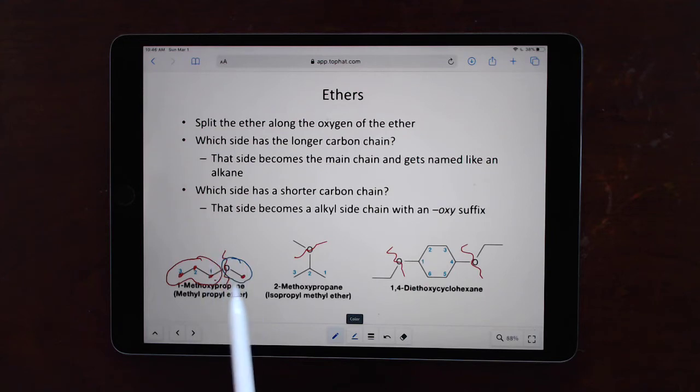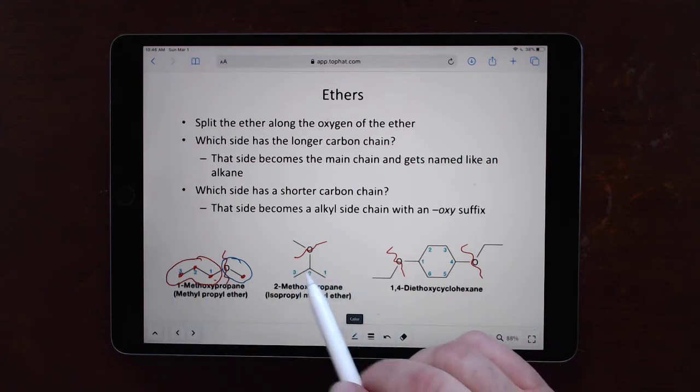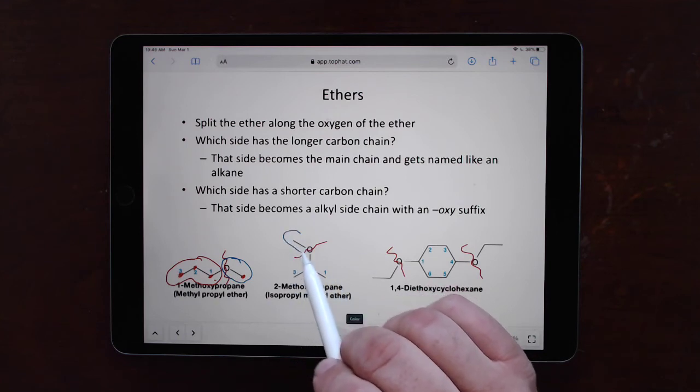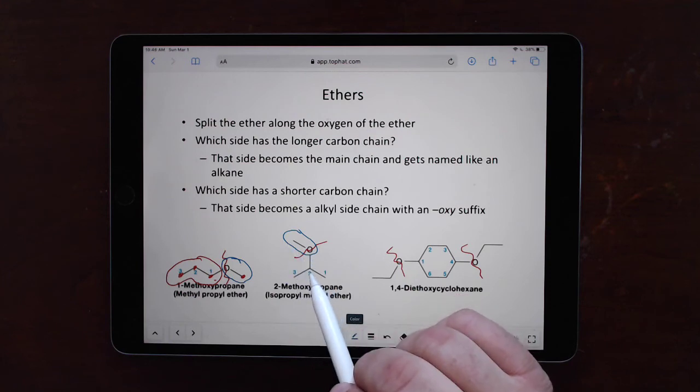So that becomes your side chain. It's a 1 carbon side chain, but you're connecting through the oxygen, and so instead of putting methyl, we put methoxy. Okay, and so this one here, again, you've got propane, and then you've got a 1 carbon side chain that connects through the oxygen, so that becomes methoxy.